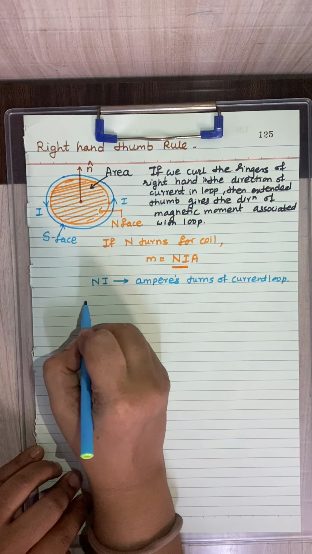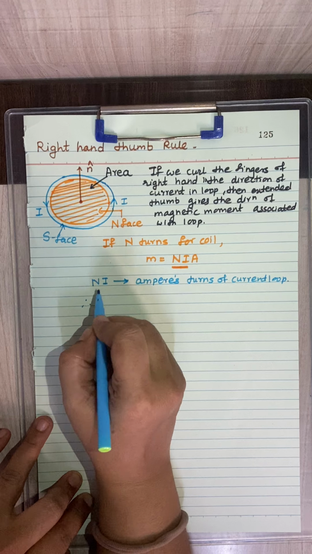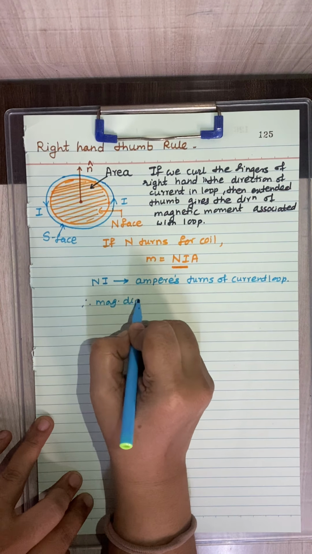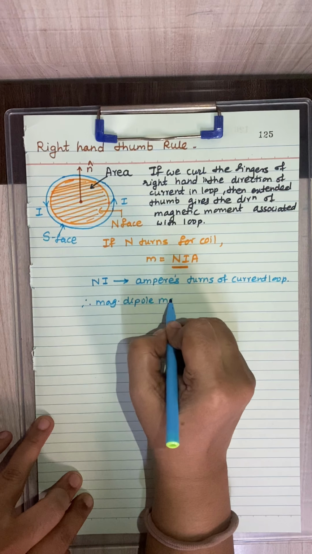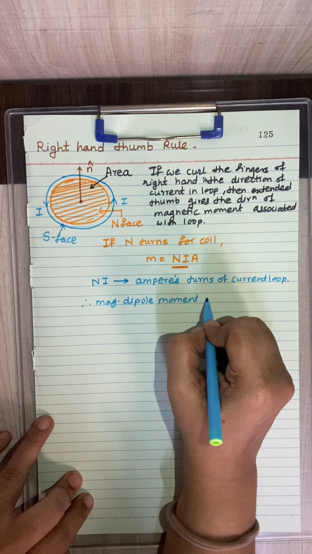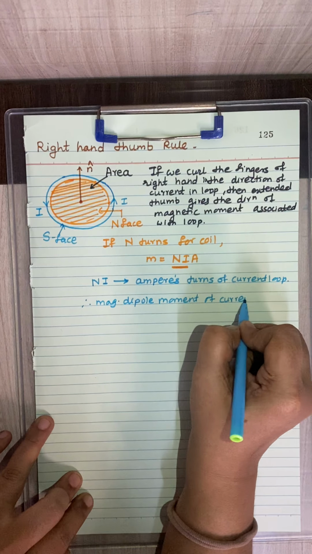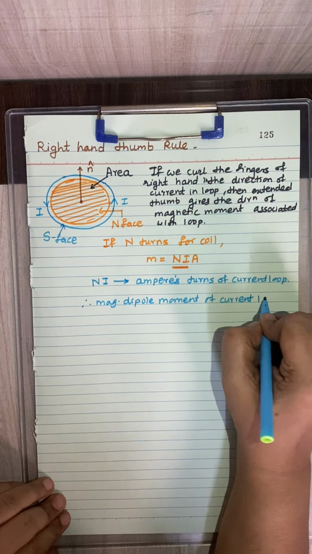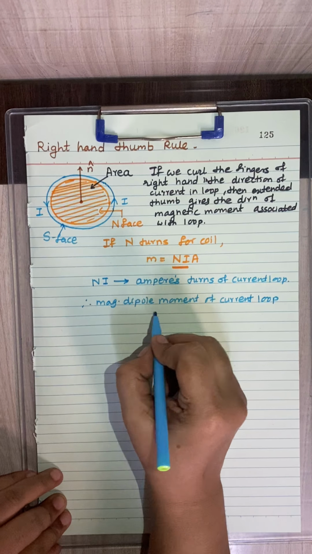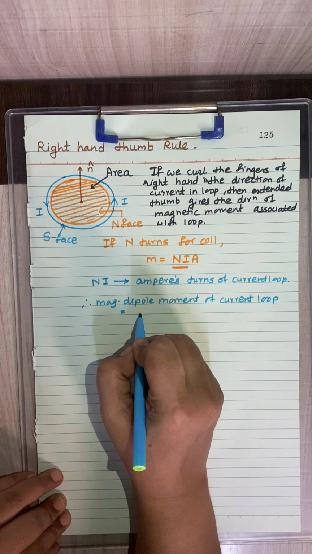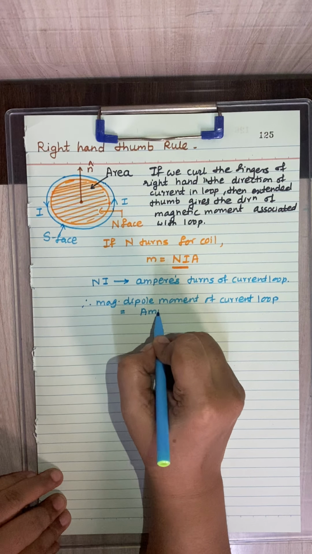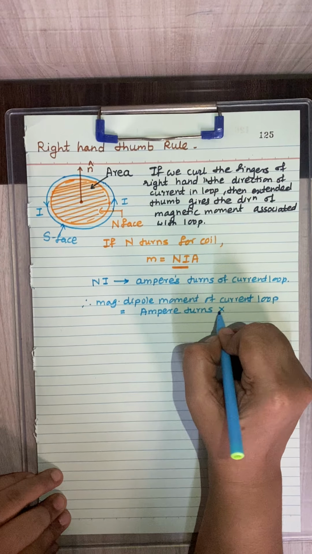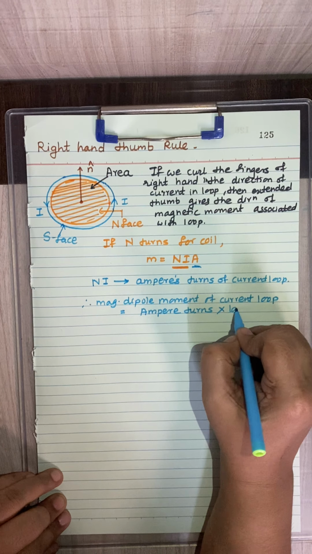and therefore I can now write the magnetic dipole moment of the current loop is equal to ampere turns multiplied by the loop area.